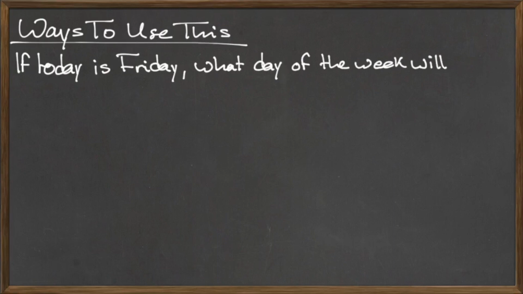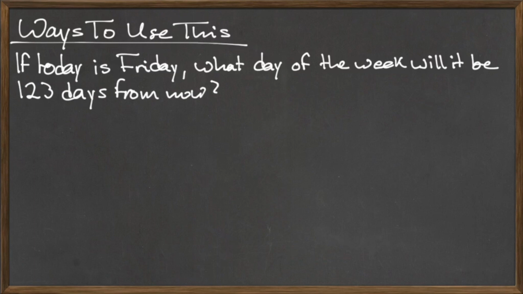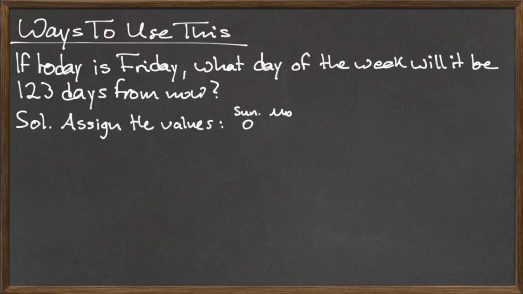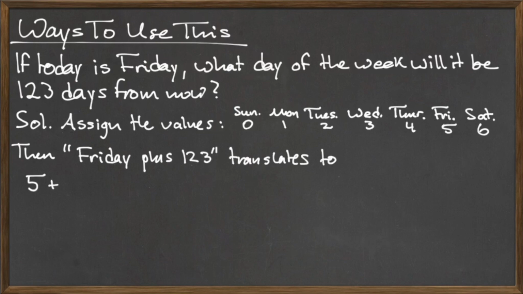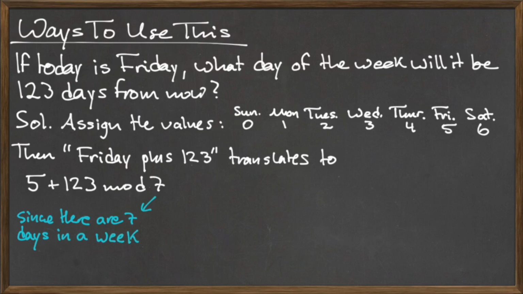If today is Friday, what day of the week will it be 123 days from now? To begin, label the days of the week with Sunday starting at 0, incrementing by 1 until we get to Saturday, which we will label with a 6. Since the current day is Friday, instead of starting at 0, we instead start at 5. The expression that we are trying to simplify then is (5 + 123) mod 7. We are working in mod 7 since there are 7 days in a week.